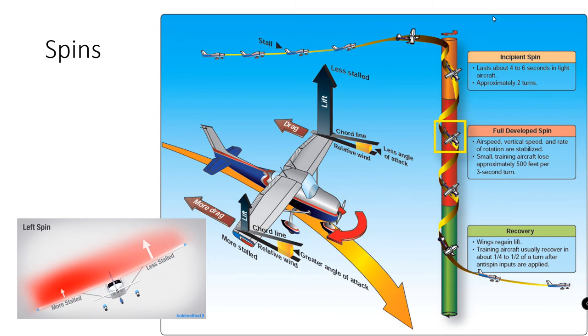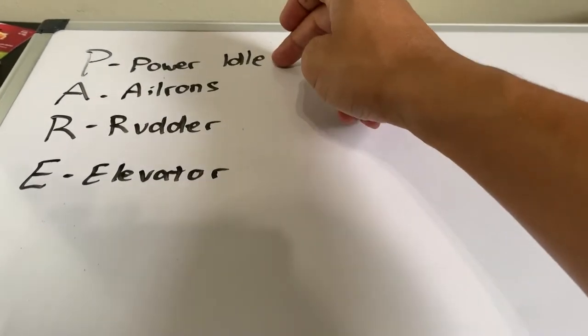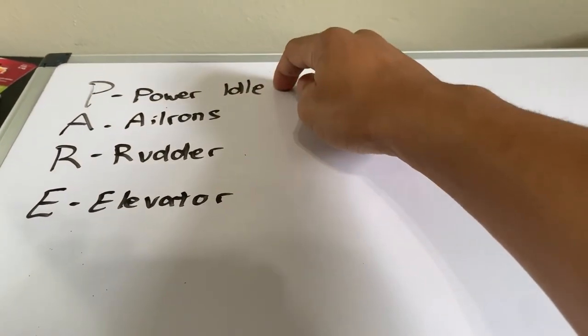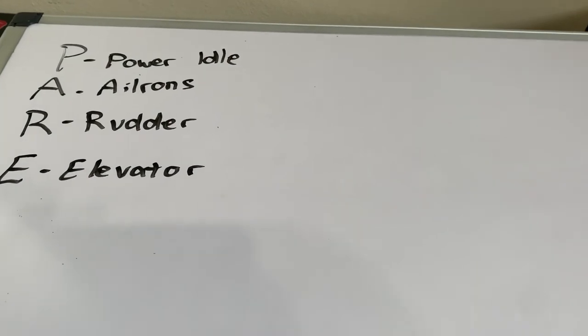Now, when you start getting that nose downwards in your recovery phases, that's when the airspeed starts to get up, and you've got to be really gentle when you pull out of it, because you can exceed the aircraft's limitations when you're pulling all those G's. But anyway, I'm going to go over to the board really quick and explain the rest of this. The only thing I want to do on the dry erase board is explain why we have to do power to idle. It's a very important one.